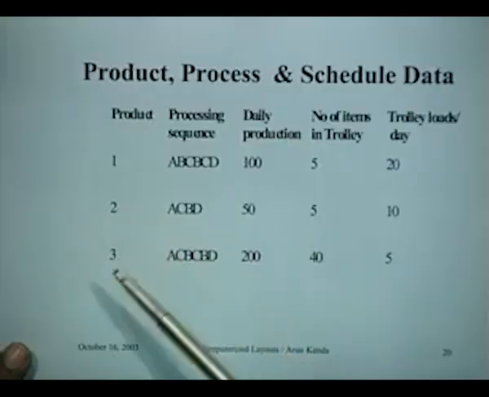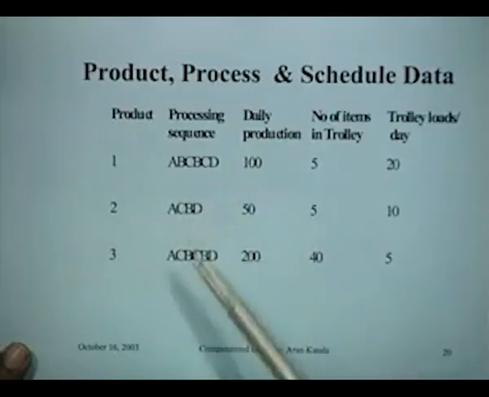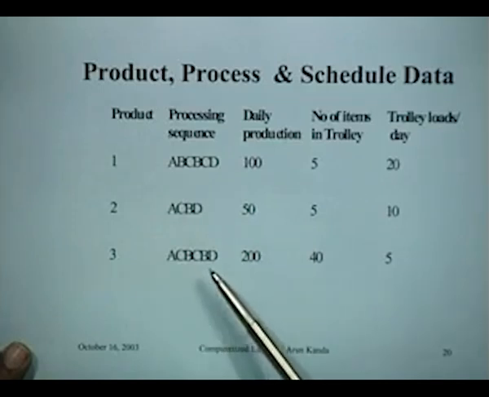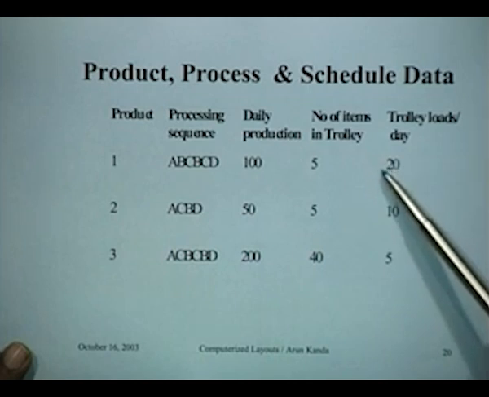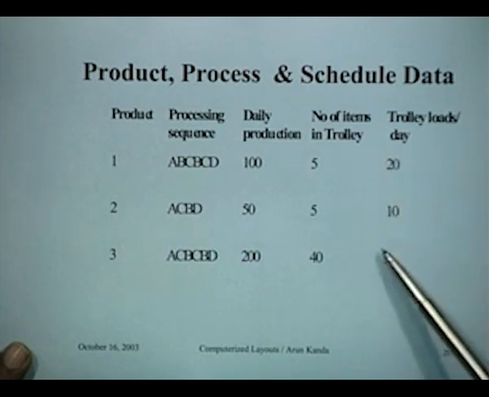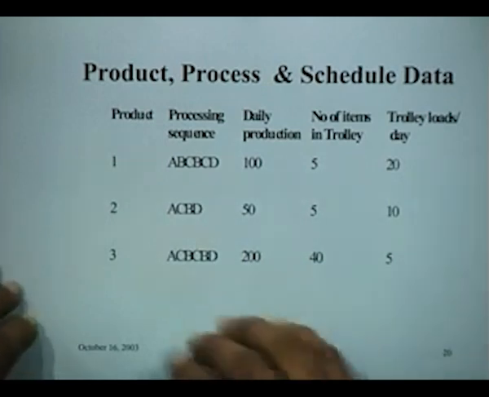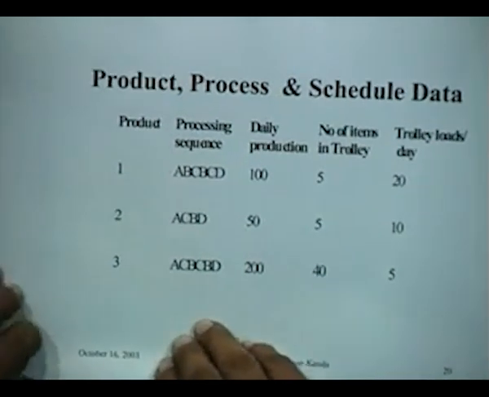So the input information that you need is this: we are making 3 products. This is the sequence of operations of these products, and each of these products will require a total movement of 20 trolley loads, 10 trolley loads and 5 trolley loads per day in the plant. So we know the total quantum of movement in the plant.